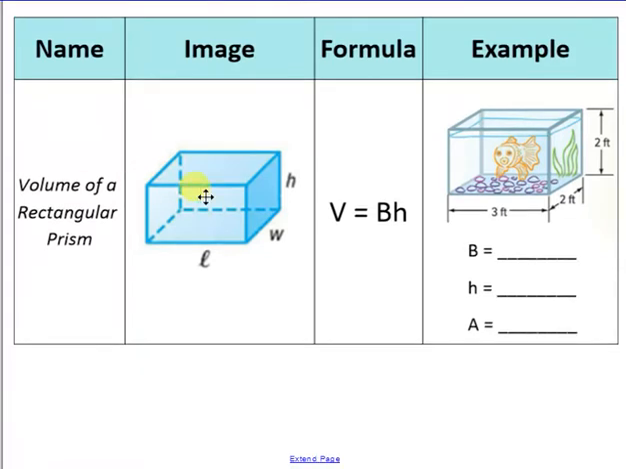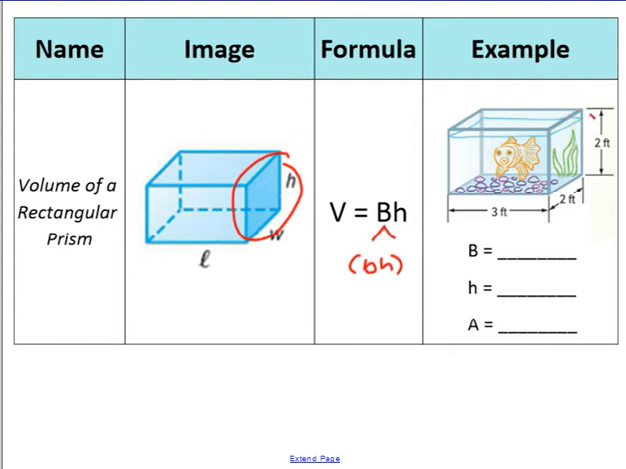So here we have a picture of a rectangular prism, and we have the formula. So volume equals big B times H. And we had talked about how the big B represents the area of the base. And so here we have the base, and we know that the base of a rectangle is simply base times height. So here we have a fish tank as an example, and we're going to find the volume of this.